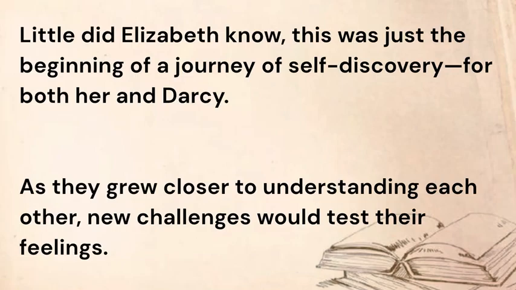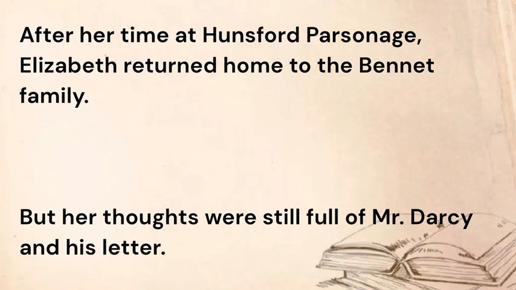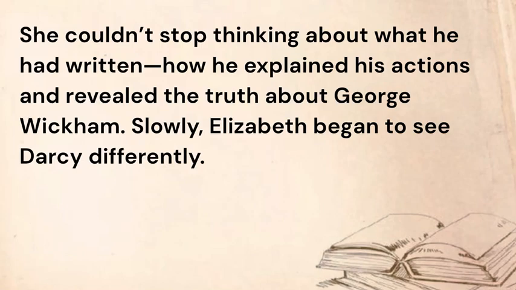He decided to change his behavior and prove that he was not the man Elizabeth thought he was. Little did Elizabeth know, this was just the beginning of a journey of self-discovery for both her and Darcy. As they grew closer to understanding each other, new challenges would test their feelings, and a trip to Pemberley would bring new perspectives. After her time at Hunsford Parsonage, Elizabeth returned home to the Bennet family, but her thoughts were still full of Mr. Darcy and his letter. She couldn't stop thinking about what he had written, how he explained his actions and revealed the truth about George Wickham.